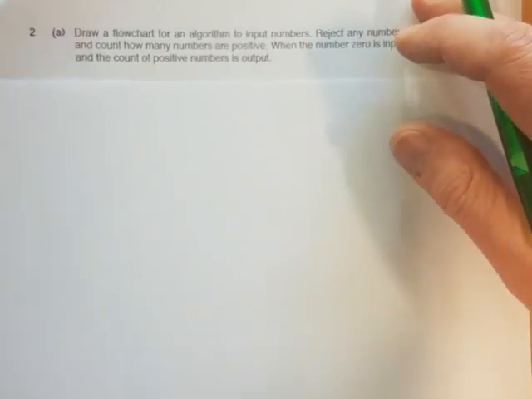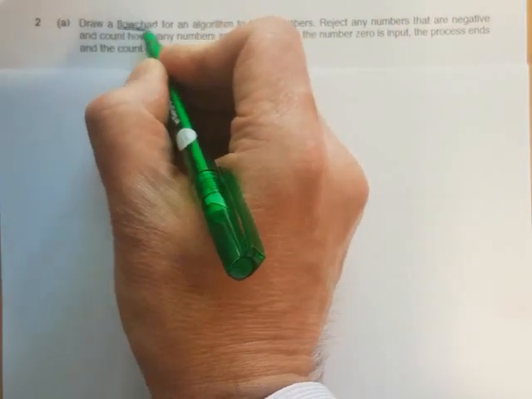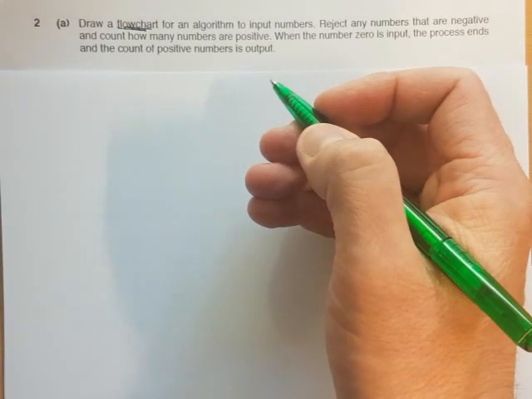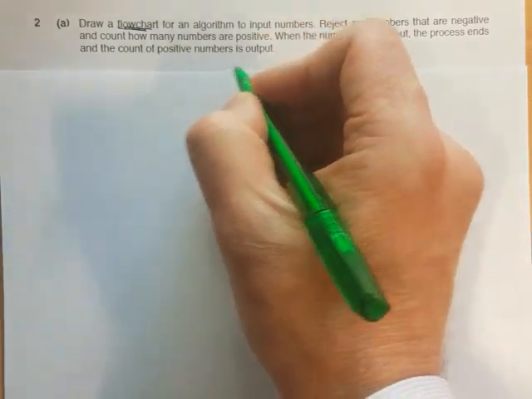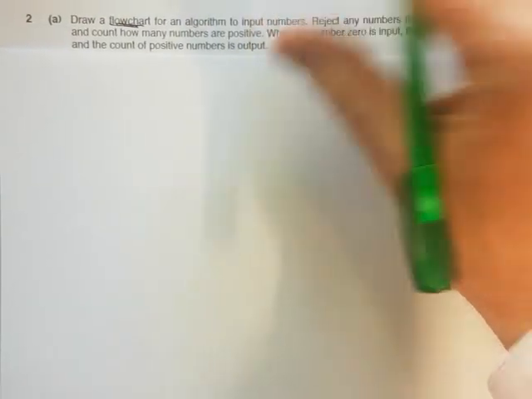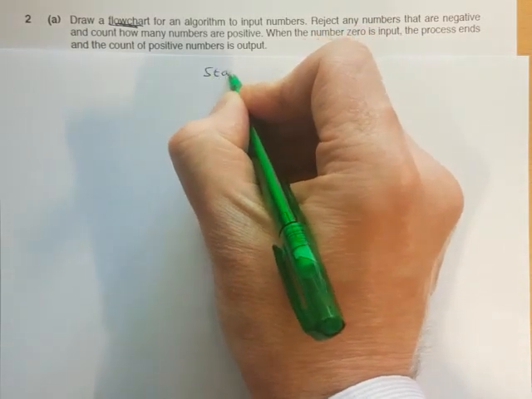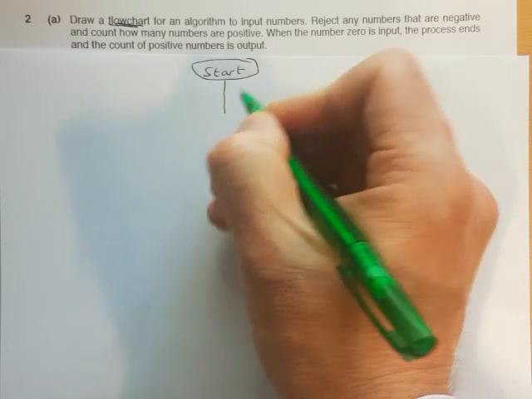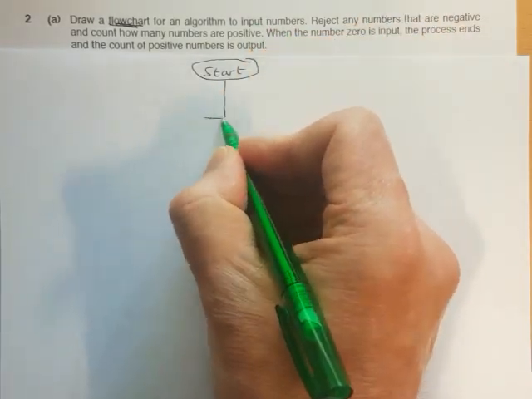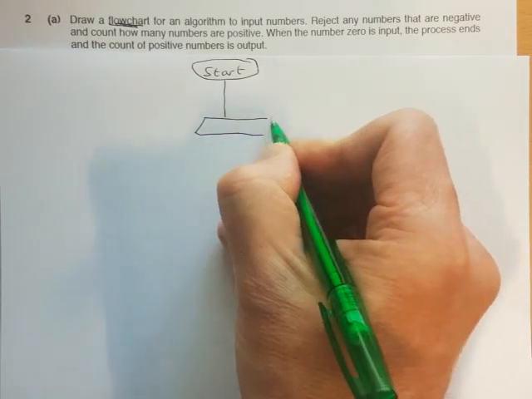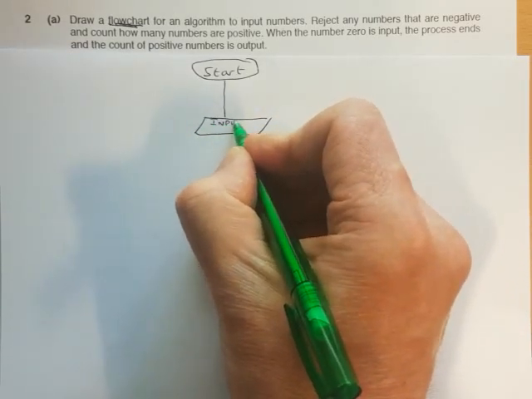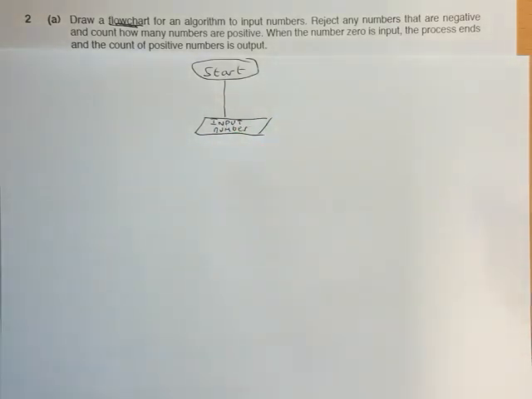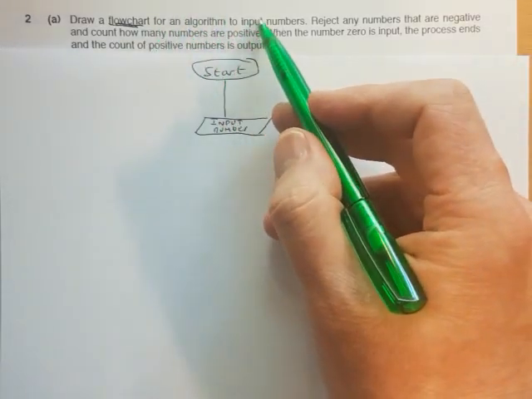Okay, so we have to draw a flowchart. So we need to remember the symbols. It's very important that you're aware of the symbols and their role within the flowchart. So we'll start off with a start, and the first thing we're going to need to do is to input our number. So we'll use the rhombus shape and we will input number. Okay, so we've done that first bit.